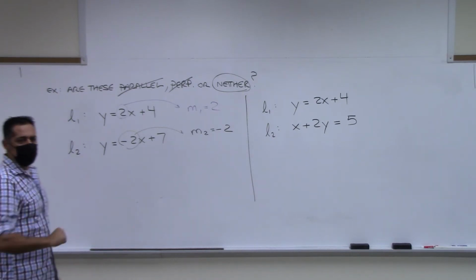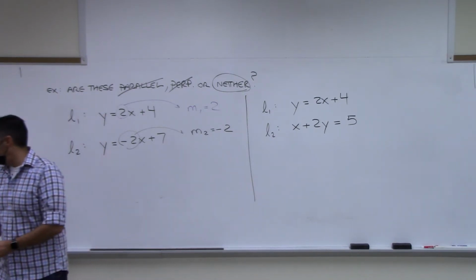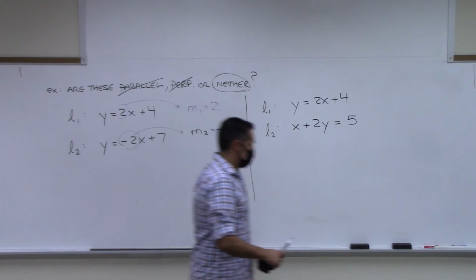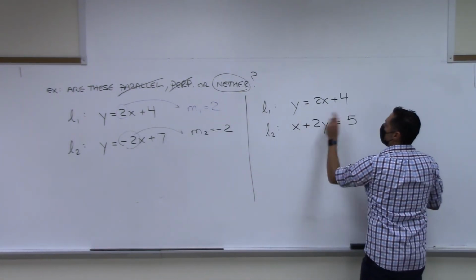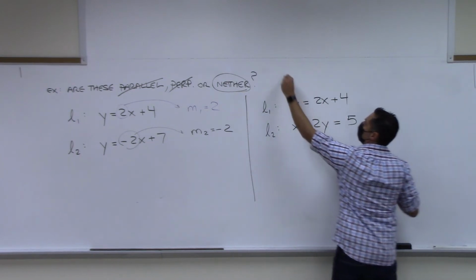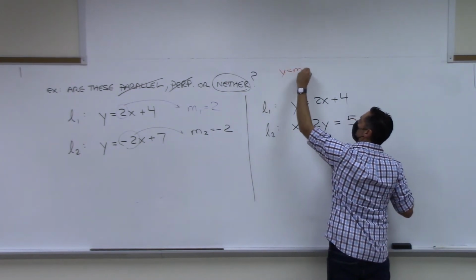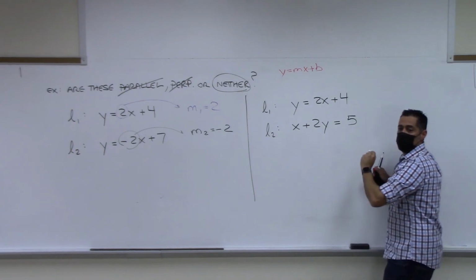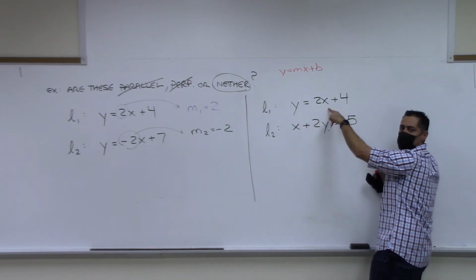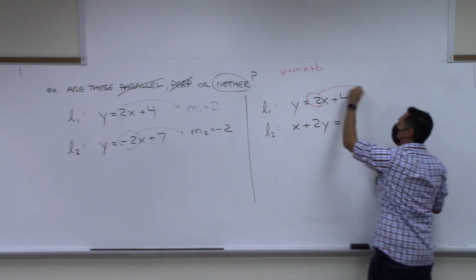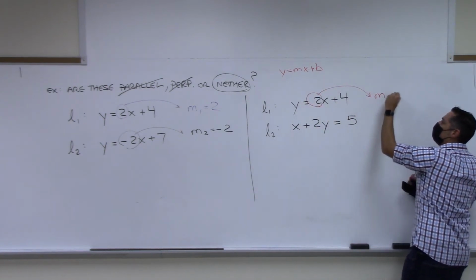On L1, can you tell me the slope right now? On L1? Yes, right? You can tell me the slope on L1. Why can you tell me the slope on L1? Because this equation looks like y equals mx plus b, right? It's solved for y. You've got everything on the other side. You got a number in front of x, right? So this is guaranteed. That's your slope, right? That's your m1 is 2.